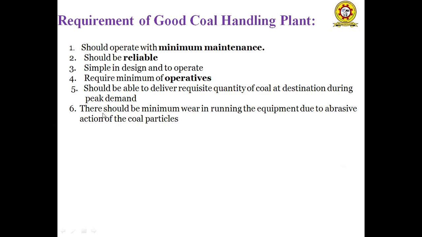Means when the demand is very high, the power plant should be able to deliver the maximum amount of electricity. That means the maximum amount of coal should be stored in the power plant. There should be minimum wear in the running of the equipment due to abrasive action of the coal particles. While coal particles are used in the coal handling plants, the wear occurs. So the wearing of the equipment should be minimum in the coal handling equipment. So these are the various requirements for a good coal handling plant.